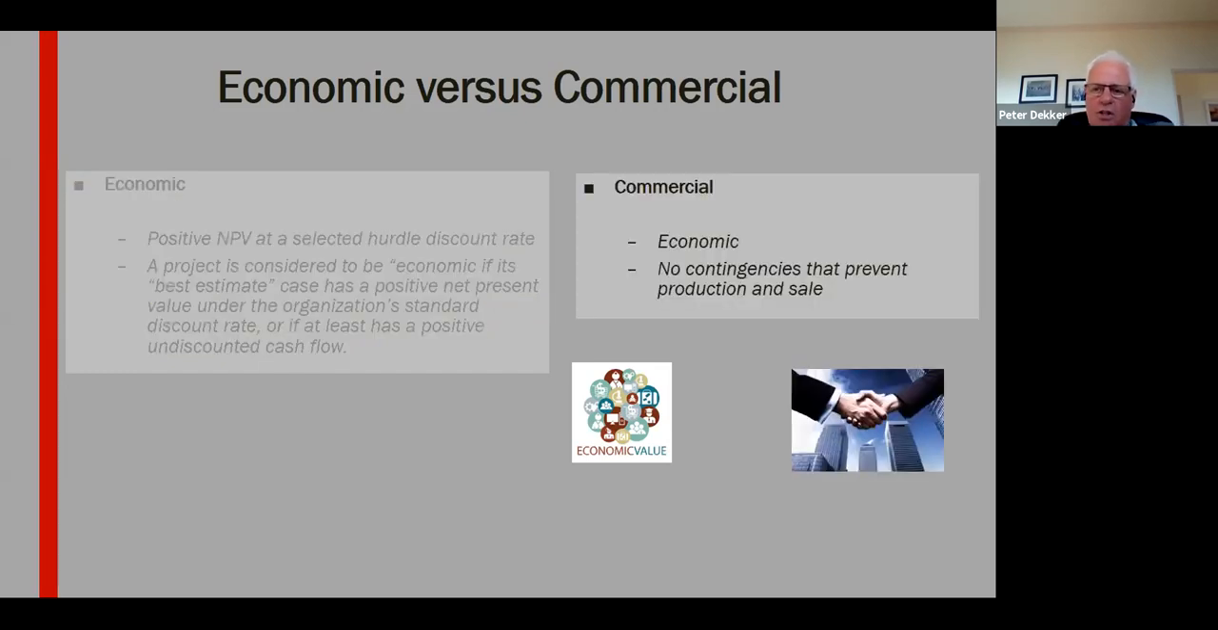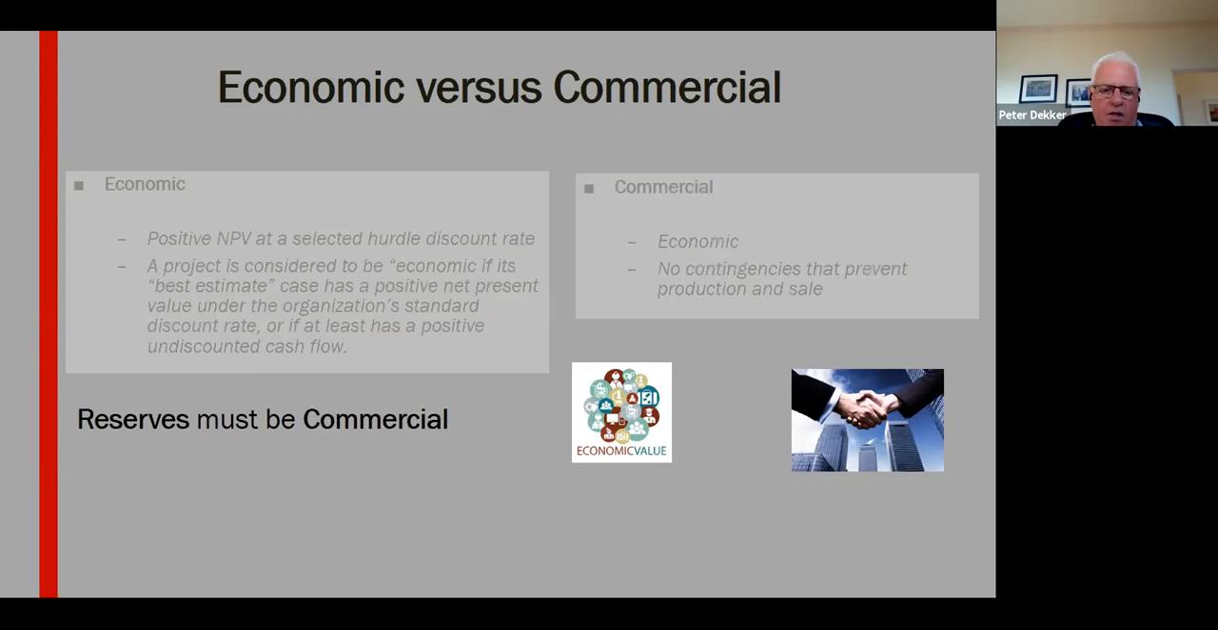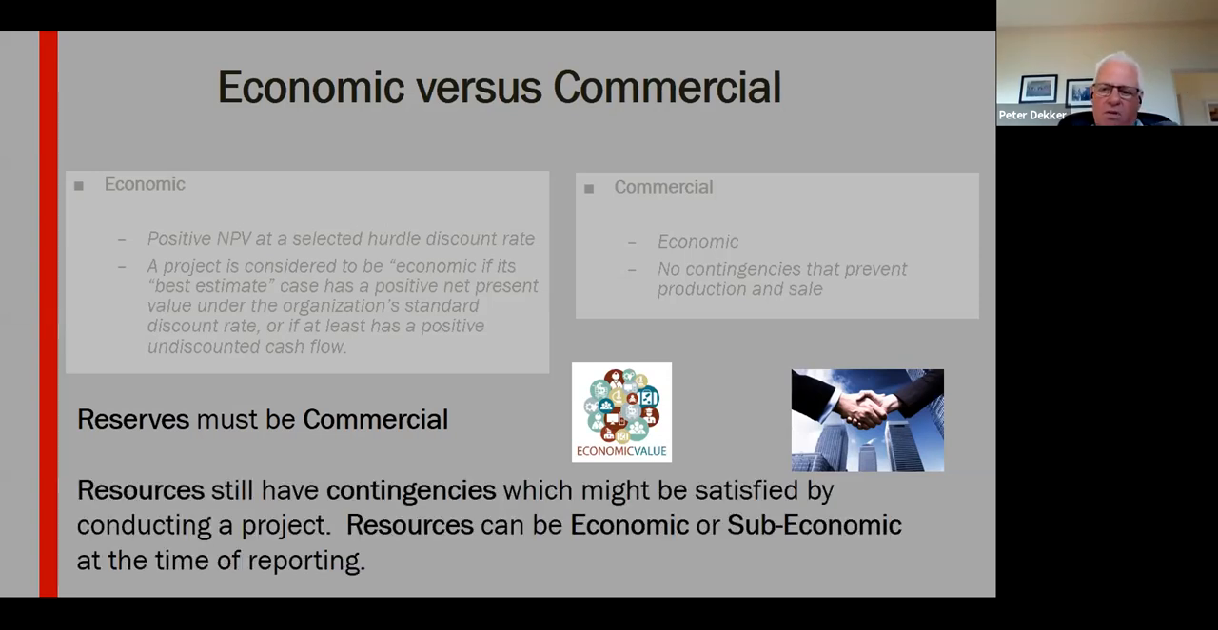A project is commercial if it is economic and has got no contingencies that prevent production and sale. And later I will show you what contingencies there might be. But the project can only be commercial if it is economic and there are no contingencies. Reserves must be commercial. Resources can be economic, but still have got contingencies, which might be satisfied by conducting an additional project. Resources can be economic or sub-economic at the time of reporting.